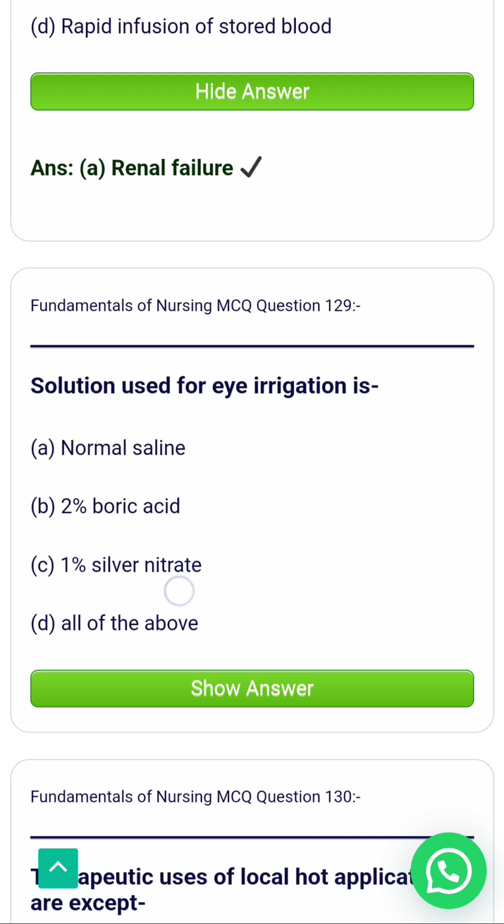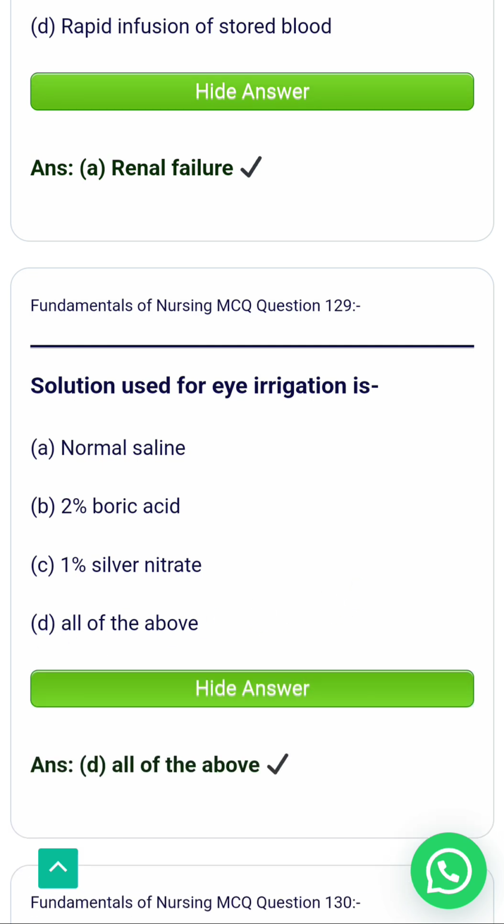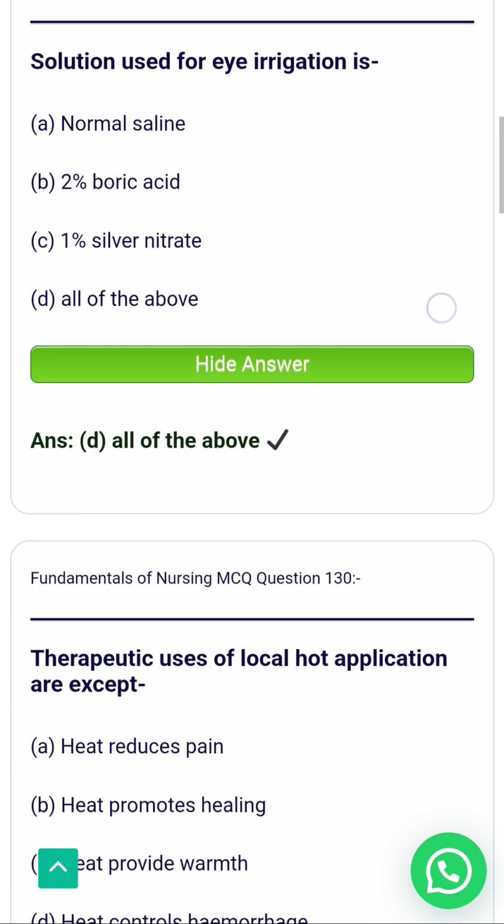Next question, that is, solution used for eye irrigation is A, normal saline; B, 2% boric acid; C, 1% silver nitrate; D, all of the above. The correct answer is option D. Solutions used for eye irrigation are normal saline, 2% boric acid, 1% silver nitrate. All are solutions for eye irrigation, but the most common solution for eye irrigation is normal saline.